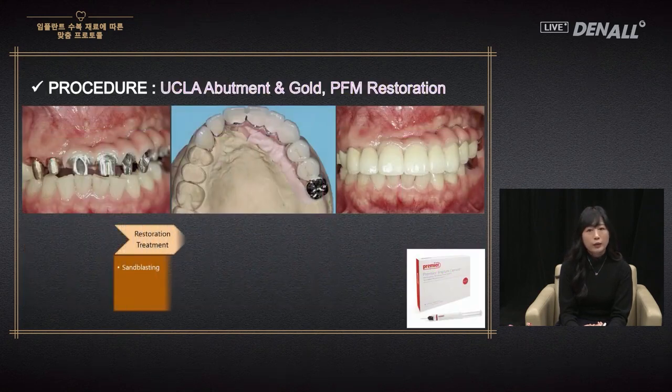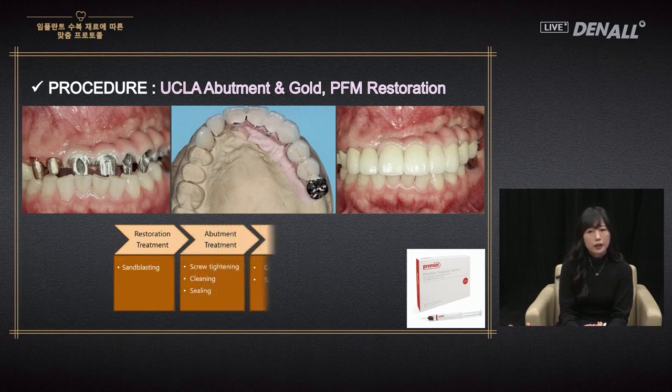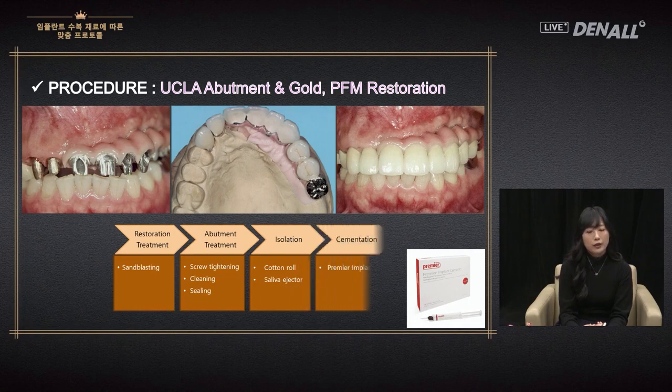In summary, for gold and PFM restoration, you need to do sandblasting and, if necessary, use the products. Connect the UCLA abutment, clean it, seal, isolate the abutment, and cement it using Premier Implant cement.